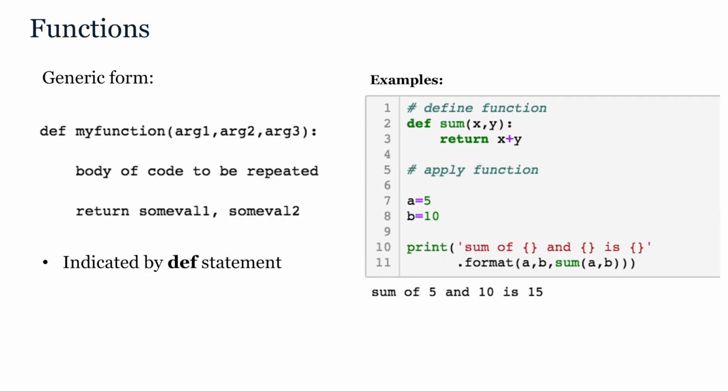So let's now talk about Python functions. These are similar in syntax, indicated by a def statement, followed by the function name, here, my function, our input arguments in brackets, and at the end, a colon. The function code is then indented from the left-hand side and finishes with a return statement which includes all of the output arguments.